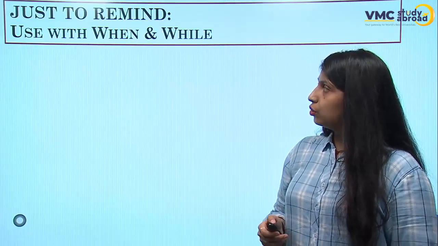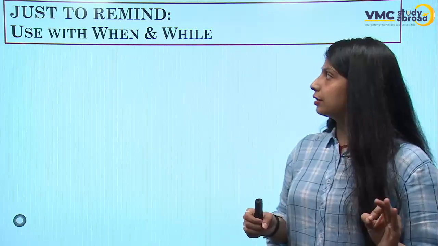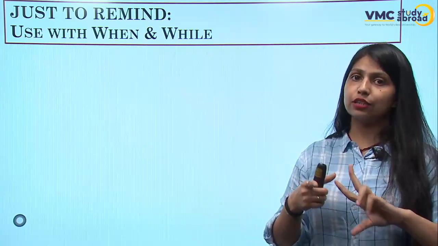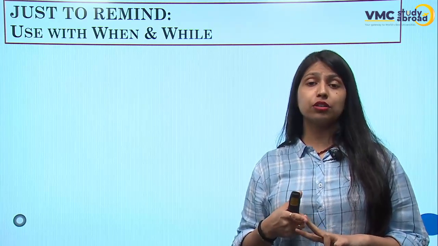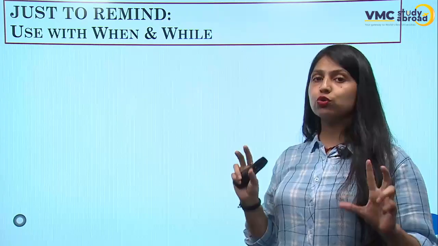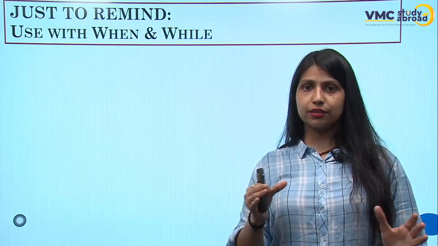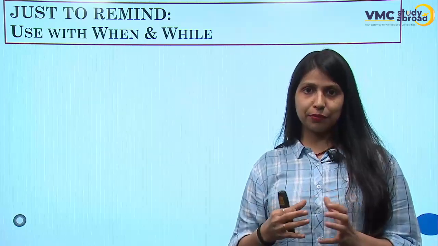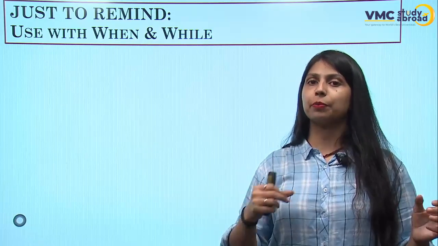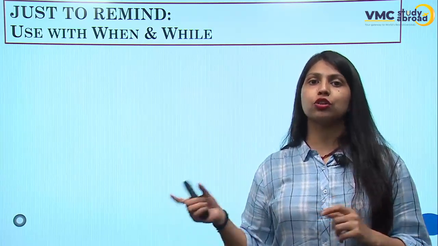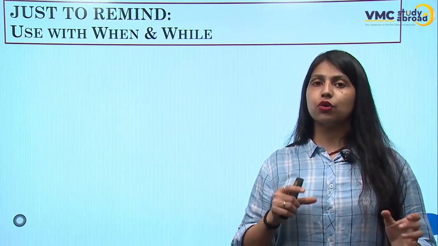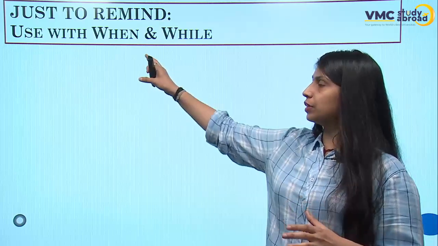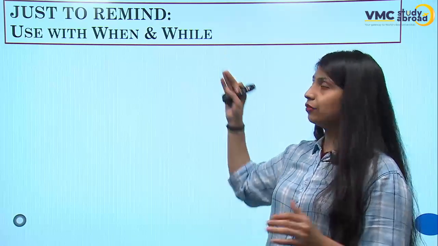Okay. So just to remind you of one thing, when we use these two words, when and while, I told you in the continuous tense series that these are the two words that we use to indicate a shorter and a longer duration of time. While we use to say something in a longer duration of time, for example, while I was driving, she called me, right? So when goes with the shorter action and while with the longer action.